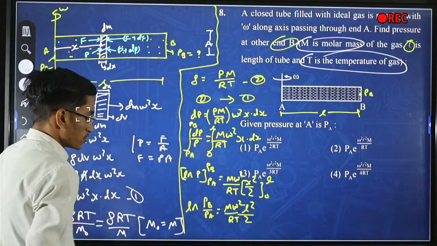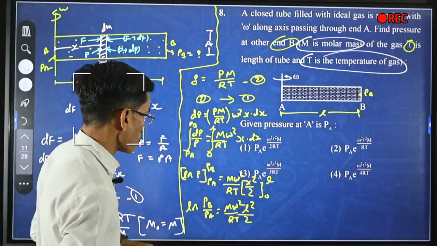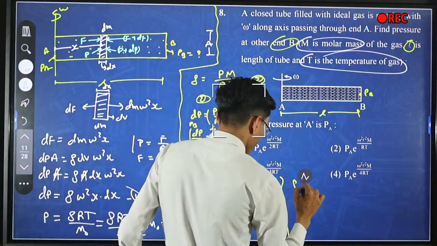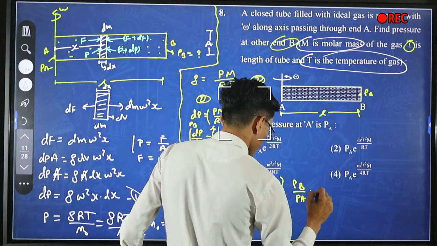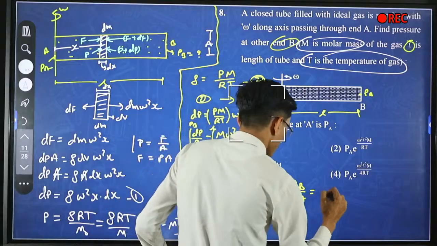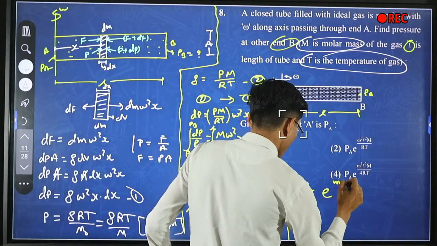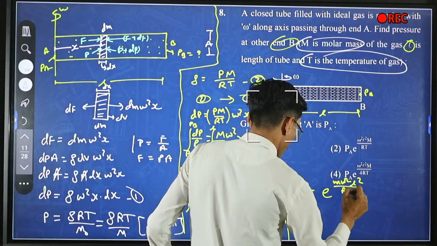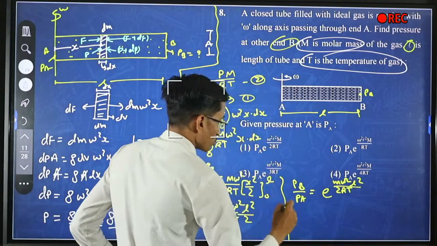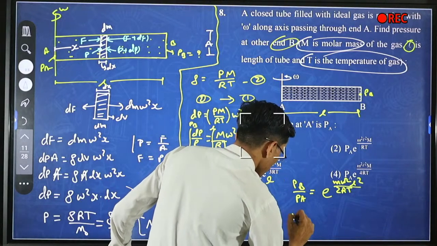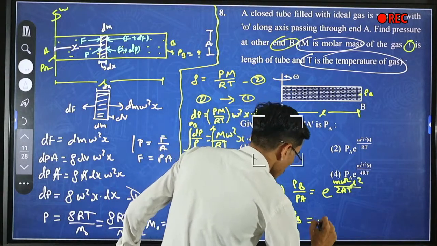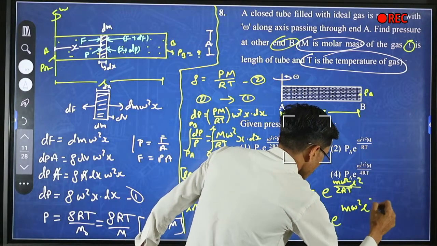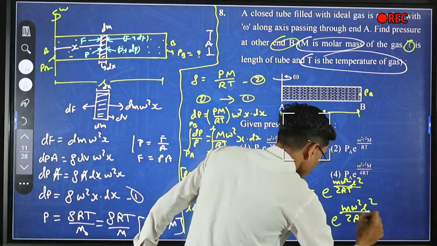Okay, so take the exponential on both sides. We will get PV by PA is equal to e raised to m omega square L square by 2RT. So PV will become PA e raised to m omega square L square upon 2RT.